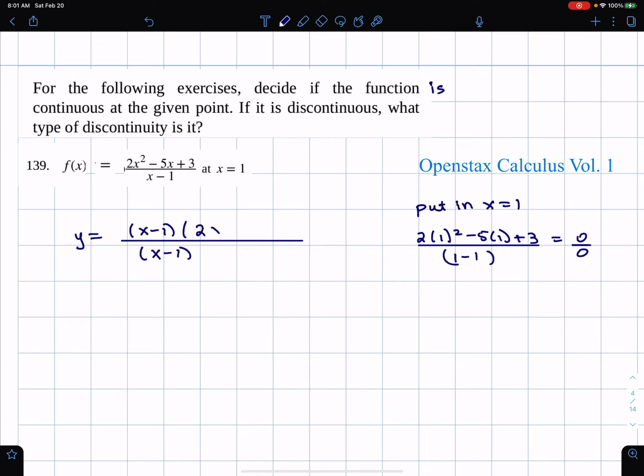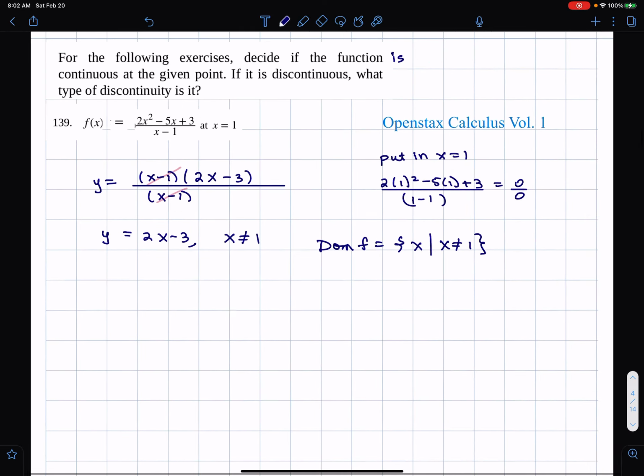Since one of the factors in the numerator is x minus 1, it'll be easier for me to factor the numerator. x times 2x makes 2x squared. Negative 1 times negative 3 makes 3. We can see that is, in fact, the factorization. Those cancel out and give us y equals 2x minus 3. However, x equals 1 is still not in the domain. The domain of f is all x not equal to 1.